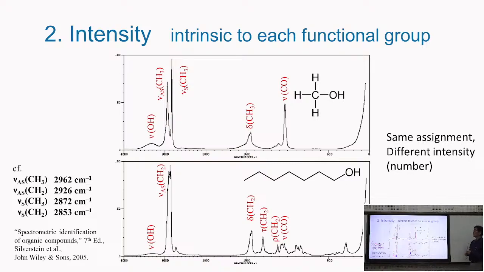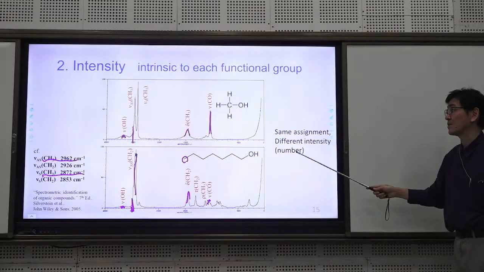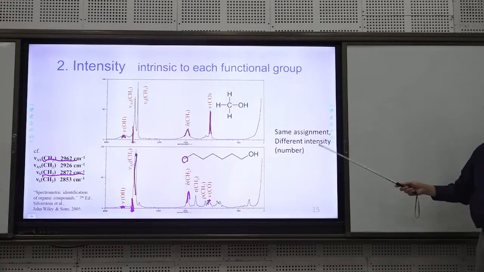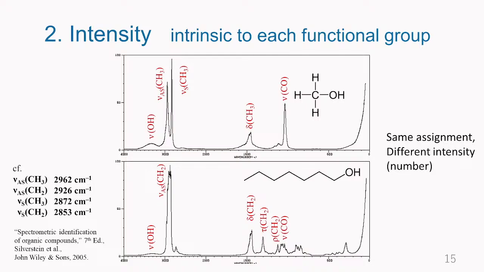So after giving the assignment, please check the intensity and consider the consistency. This peak should appear more strongly, but it is weak. Then the assignment might be wrong. Okay, so sometimes assignment may be the same, but the intensity might be different. It depends on the number of the functional groups. So please focus on the intensity to get a good estimation about the molecular structure from the spectrum.